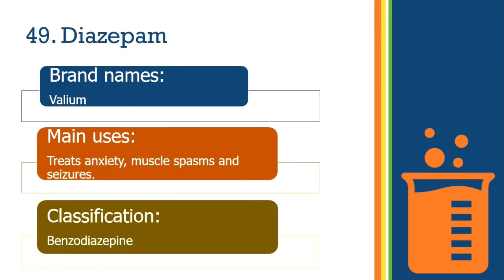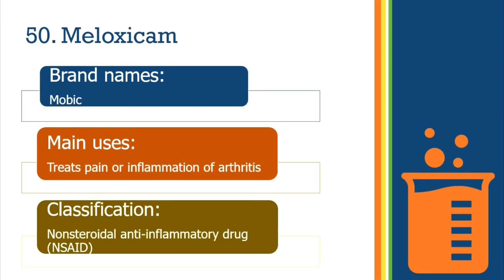Diazepam, also known as Valium, treats anxiety, muscle spasm, and seizures, and it is one of the benzodiazepine medications. Meloxicam, also known as Mobic, it is used to treat pain and inflammation of arthritis. Now, this medication is a non-steroid anti-inflammatory drug, also known as NSAID.